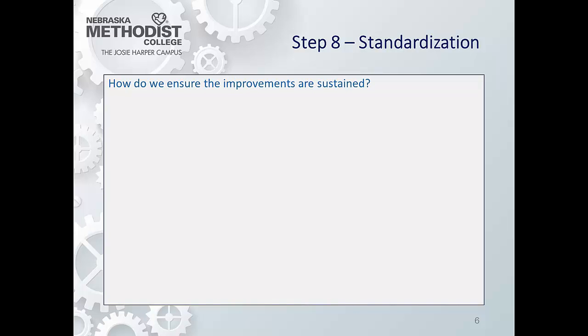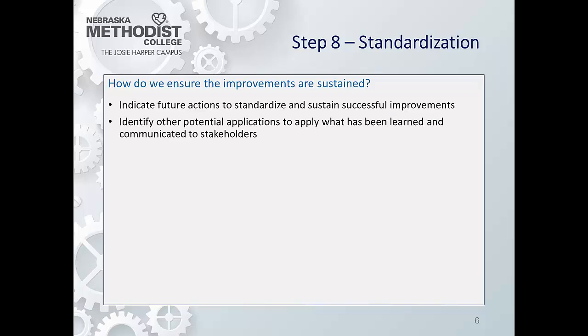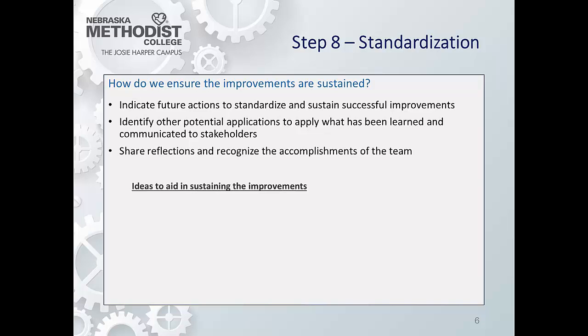The goal of step 8 is to answer the question, how do we ensure that the improvements are sustained? In the A3 form itself, indicate actions needed to sustain and standardize the improvements that have been made. As a team, review other potential applications to apply what has been learned and then discuss as needed with the stakeholders of those processes. At the end of the project, it is important to share reflections of what have been learned and to celebrate the accomplishments of the team. This can be done in various manners, from the team presenting at a management forum to bringing in lunch for the team to celebrate. Here are a few ideas to help sustain the improvements that were made.